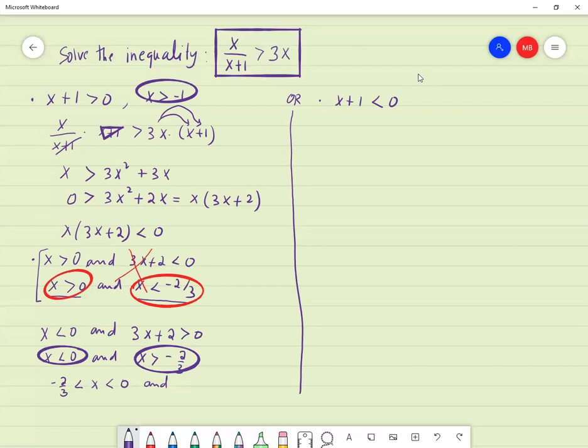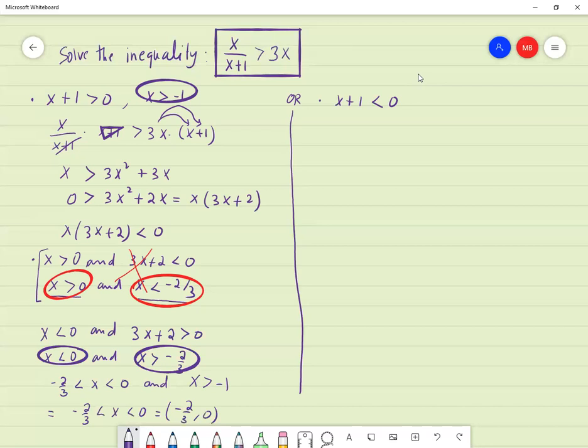And don't forget, we have x greater than negative 1. Now if you combine these two, you get negative 2/3 less than x less than 0, which means the interval negative 2/3 comma 0.